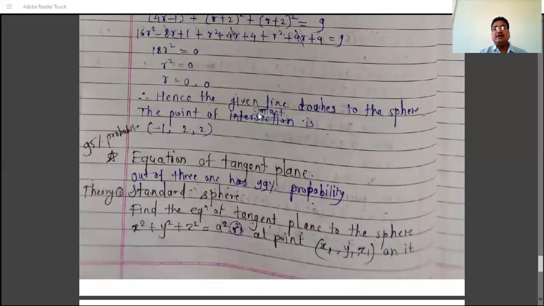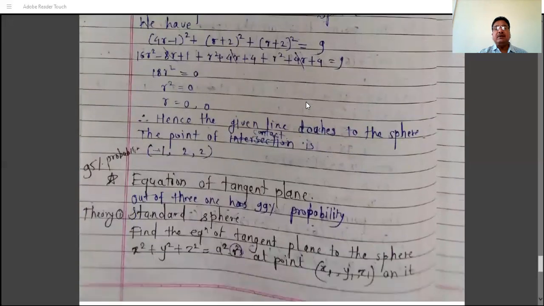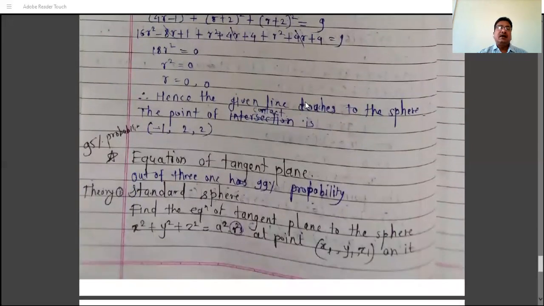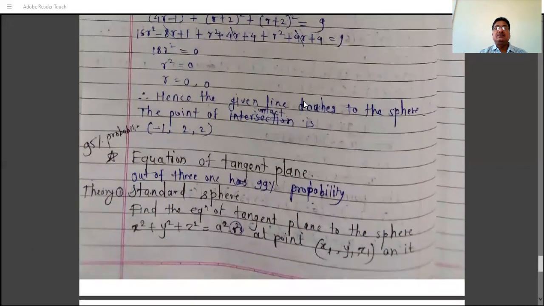Hence, the given line touches the sphere. Why? Because both the roots of this quadratic equation in r are equal, and therefore the intersection of the line and sphere is only one point, and hence the given line touches the sphere, or the given line is tangent to the sphere.